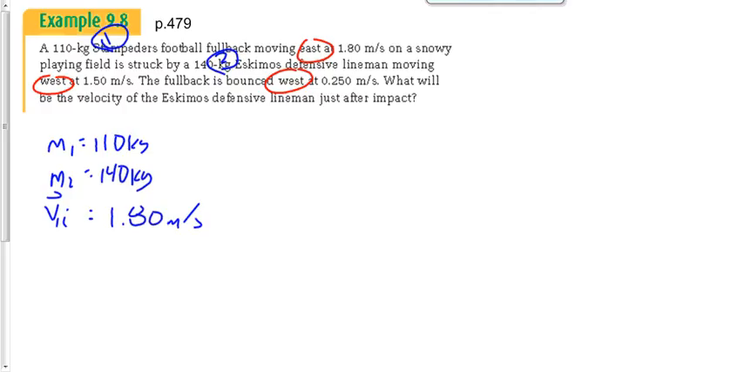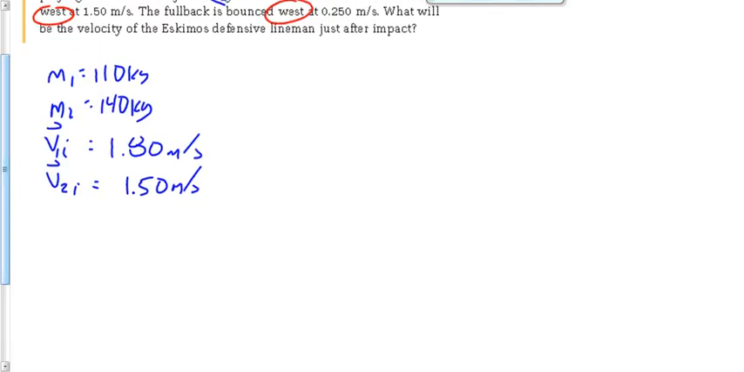All right, we got another one here. 1.5 meters per second. V1 or V2? It's V2. V2I or V2F? Good. What else we got here? The fullback, which is the first player, bounces back west at 0.25. We're going to make that V1F. The first guy afterwards bounces back at 0.250. And we want to find the velocity of the defensive lineman, the Eskimos player, V2F.